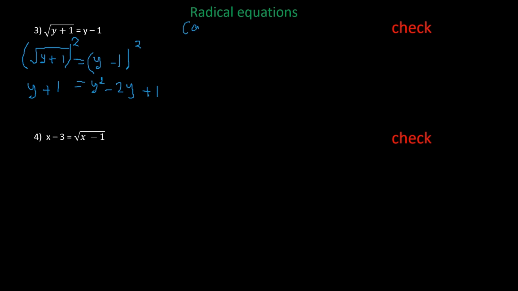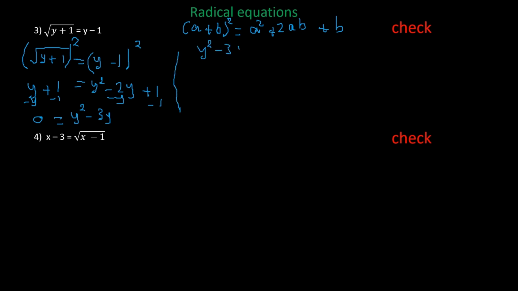Remember, if you have a plus b squared, you have to make a squared plus b squared, and in the middle plus twice ab. Remember this one. Then let's return to the example. y squared minus 2y plus 1. If we remove the y and the 1 from the left side, then we get 0 on the left hand side, and this will be y squared minus 3y, plus 1 minus 1, equals 0. Let's write here again, y squared minus 3y equals 0.